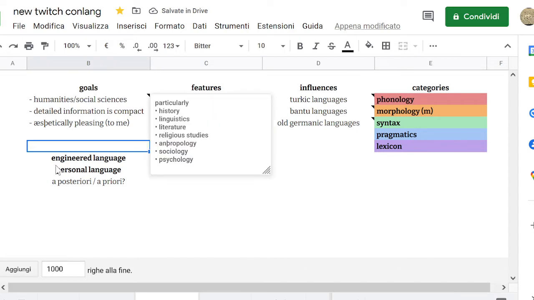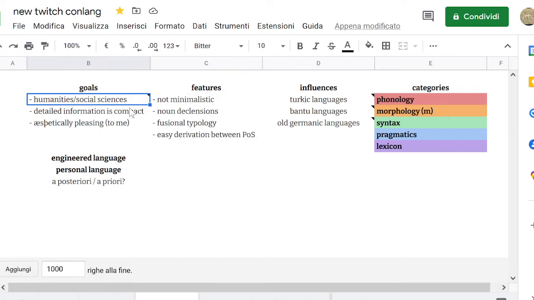We have our goals of humanities and social sciences, which is what I am engineering this language to be built to express easily, or in a compact way. That was the chief goal. And as a subset of that, having it be done in a compact way. And then finally, I want to like it. I want it to be aesthetically pleasing, because I want to actually use this language.